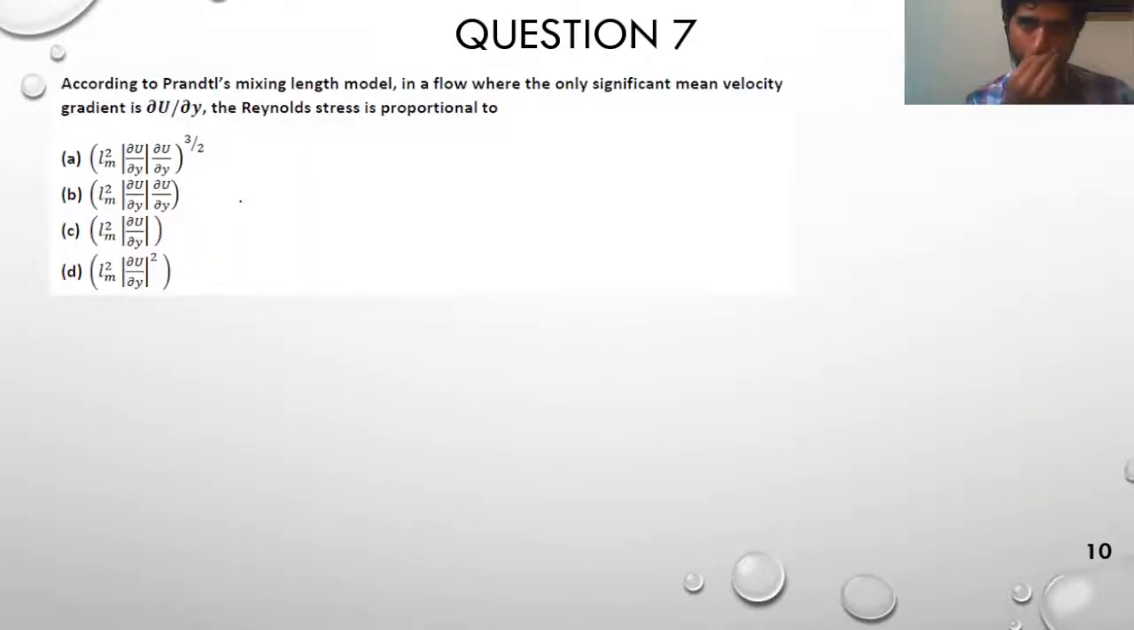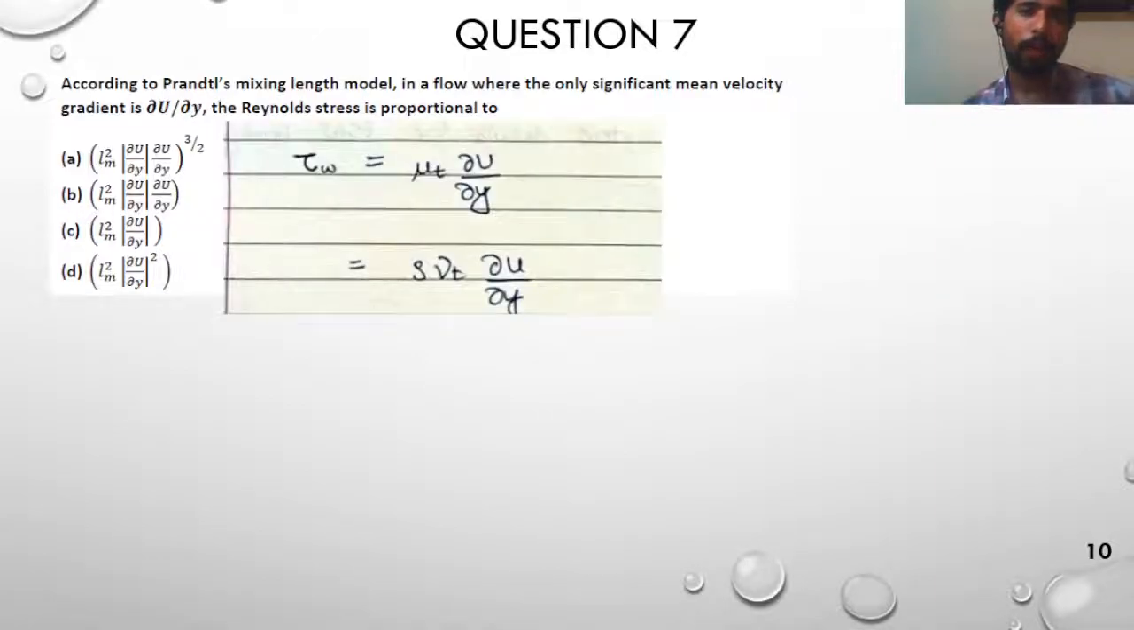Let us go to the last question before going into the marker and cell algorithm for Navier-Stokes equation. According to Prandtl's mixing length theory, in a flow where the only significant mean velocity gradient is dou u by dou y, so we don't have dou v by dou x and all those things, we have only dou u by dou y, the Reynolds stress is proportional to which of the following terms? The Reynolds stress is the wall shear stress, which you calculate as usual, turbulent viscosity into the gradient of the x velocity, mu t into dou u by dou y.